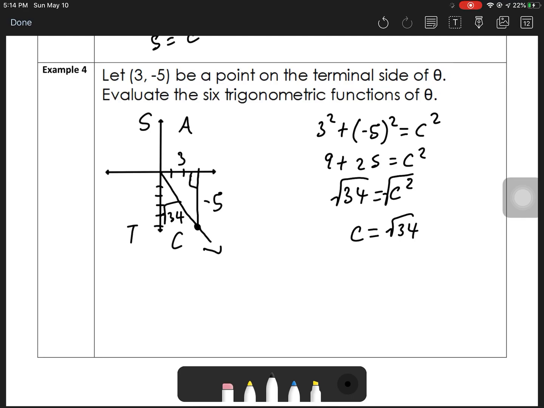All right. So just like the last one, we still need to find the sine, cosine, tangent, and then the reciprocals.